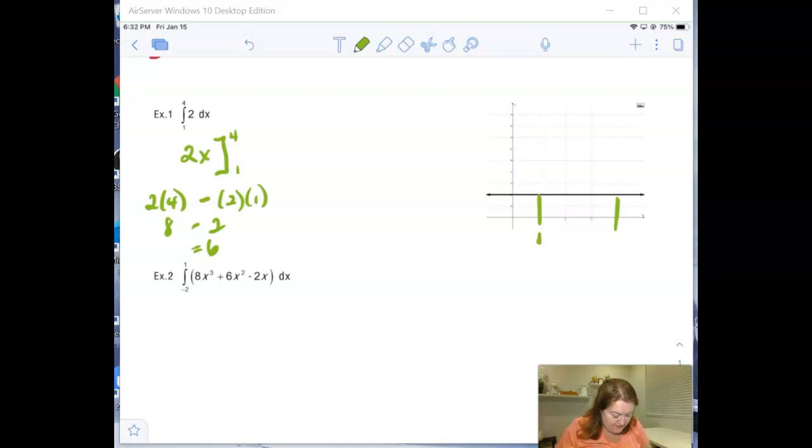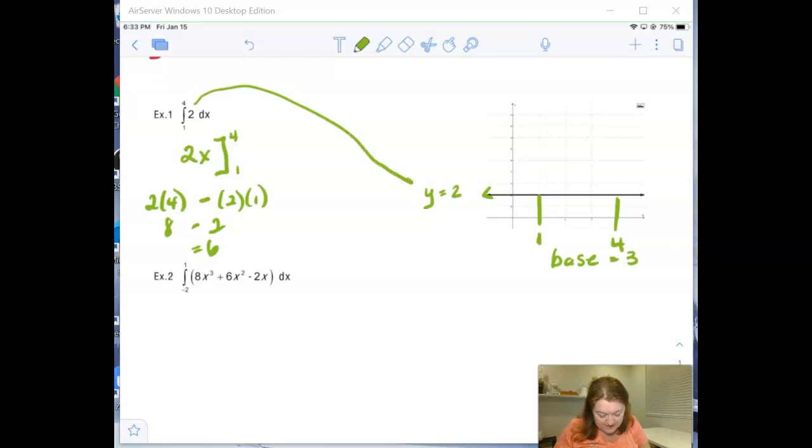Right? Here is 1, here is 4. That's going to be my base. So I can already tell that my base is 3 wide, right? That goes left to right, 3 spaces. The line that I'm drawing under, this one right here, is the equation y equals 2 that we're getting from the equation after the integral symbol.